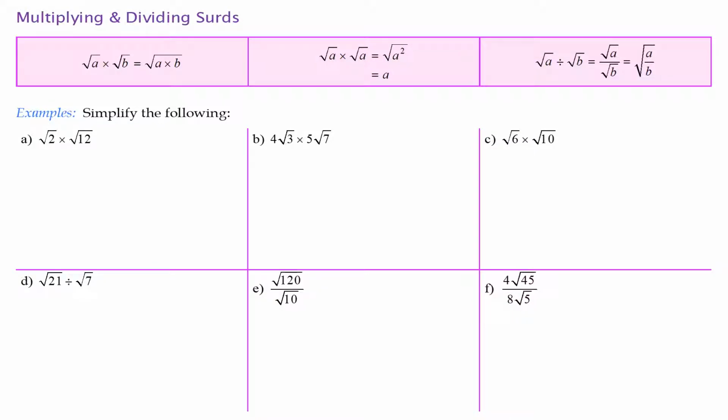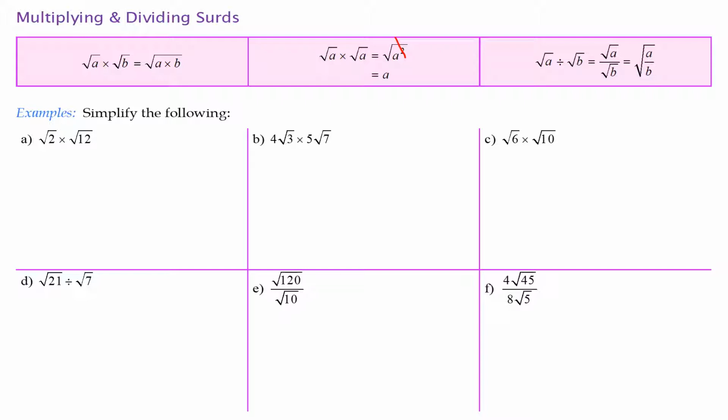So let's look at multiplying and dividing surds. Across the top I have the rule. So square root of a times square root of b equals the square root of a times b. Square root of a times square root of a equals the square root of a squared, which is just equal to a, because the square root and the squared cancel each other out.